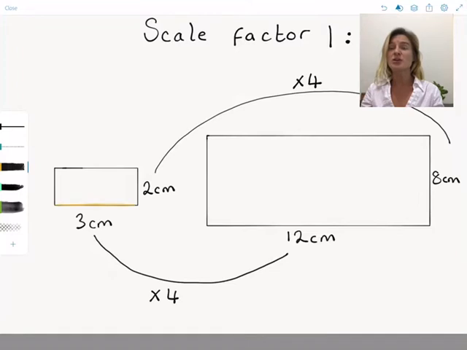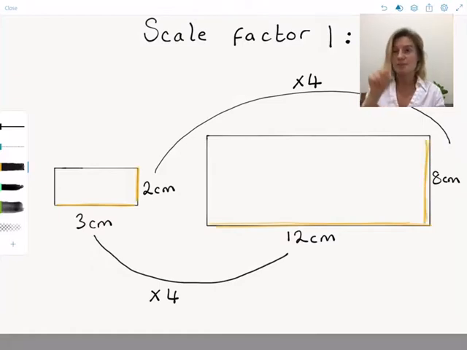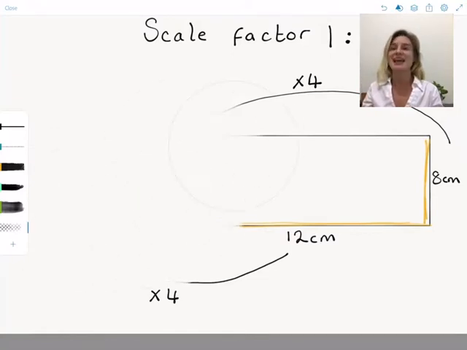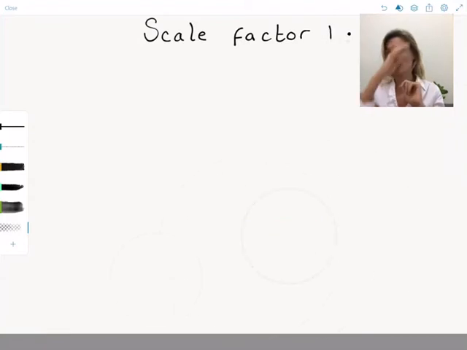Now remember, when you're comparing sides, make sure you compare the same side on both shapes. So you can see there, I've highlighted the yellow bits. I compare the same side, and then I've compared the height on both shapes as well. So always make sure you're comparing the same sides on the similar shapes. Should we try another one together?